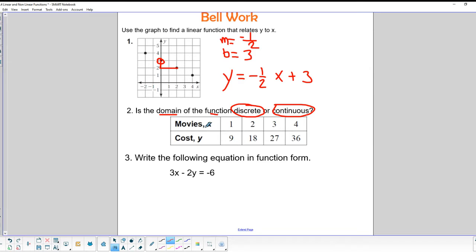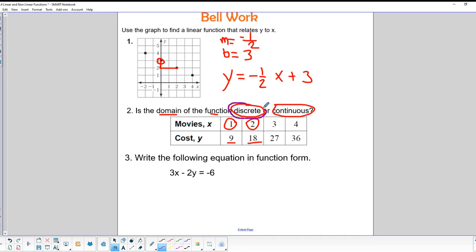So let's look. We're talking about how much it costs to go to a movie. Well, movie tickets are a fixed price. So one movie ticket costs $9. 2 movie tickets cost $18. So these are fixed prices for individual movie tickets. So it wouldn't make sense to charge you somewhere in between $9 and $18 for 1.5 movie tickets. So in this particular case, this data remains separated.